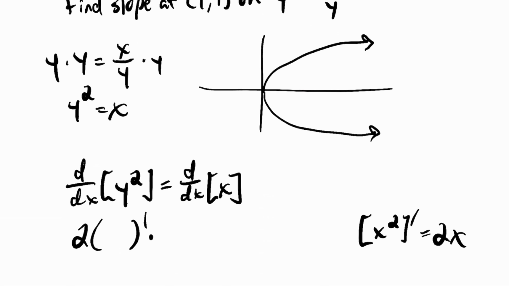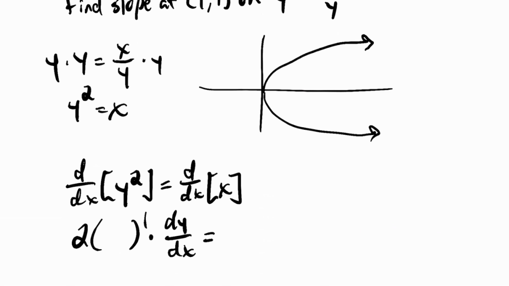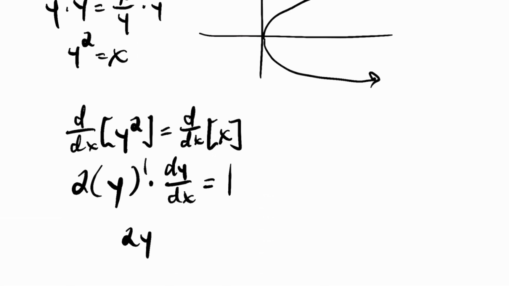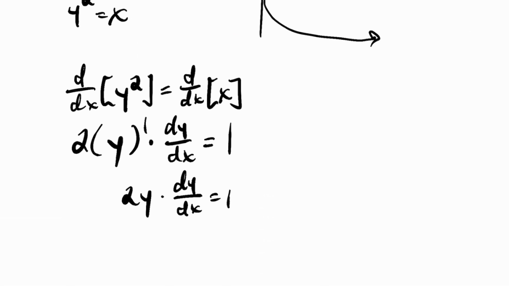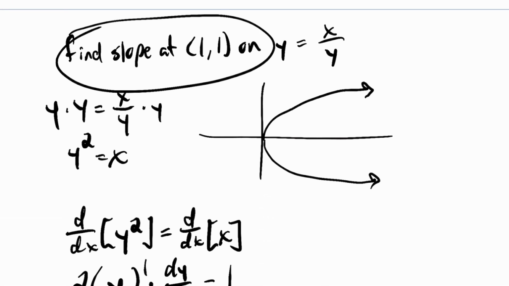The inside function is y, so this is dy/dx, and that equals the derivative of x with respect to x, which is just 1. I'm going to put this inside function back in. So I end up with 2y times dy/dx equals 1, and then I can divide by 2y on both sides and get dy/dx equals 1 over 2y. That is the derivative of that equation, and I can use it to find the slope at the ordered pair (1, 1). That was the original statement of the problem.